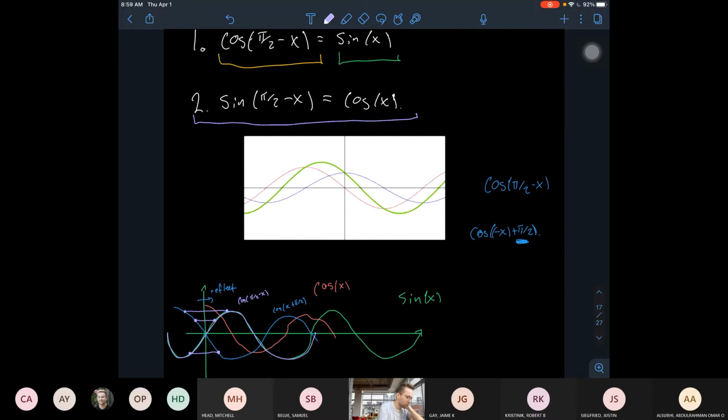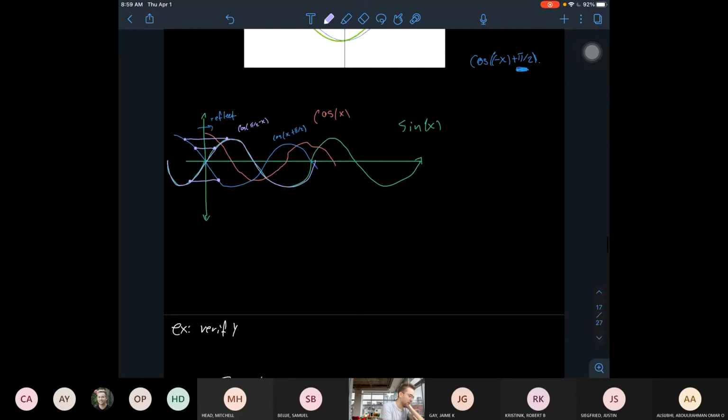And what is this really encapsulating? This is really just encapsulating the fact that sine and cosine look like the same function that's just been moved over a little bit. So if we take the whole thing and move it a little bit, it'll look the same, basically.